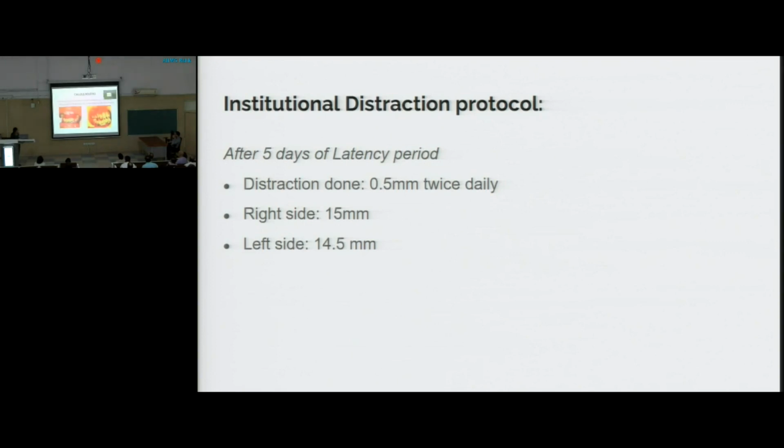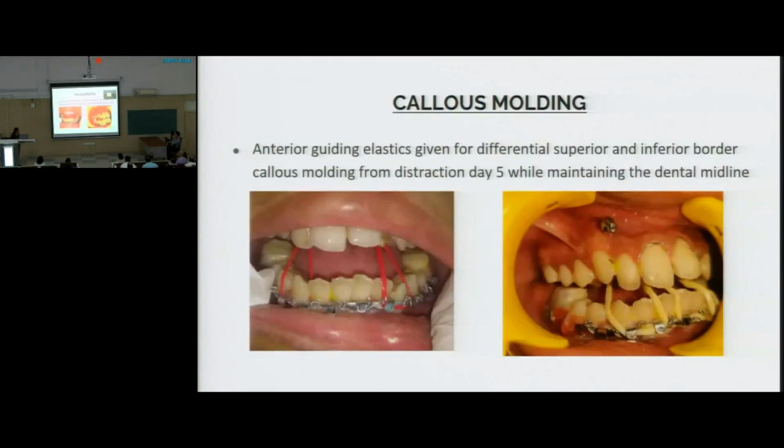So after the distraction, we had to also do the callus molding. This is because if the teeth have not been addressed, if the mandible is coming more forward, it can hinder the occlusion, it can hinder the mandibular movement, and the desired amount of distraction could not be achieved. So for this reason, we placed elastics between the upper teeth and the lower teeth, so that we could differentially mold superiorly and inferiorly, and we could get the optimal overjet and overbite which we need to get.